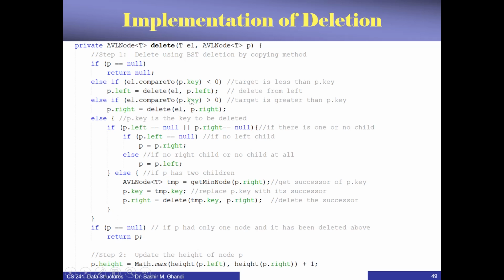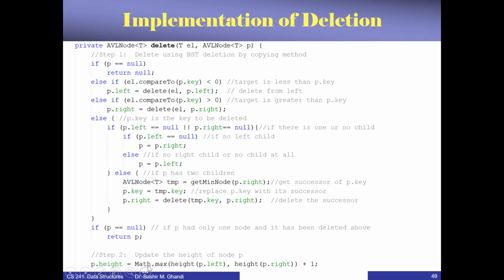You keep going left or right until you find the key. When you find the key, you check, is it one of the 2 trivial cases? If it is, you solve. Otherwise, you have to find the successor, which is the minimum from the right, replace it, and then delete the successor. So this is deletion by copying, exactly as we discussed. Now, after that, you have to compute the new height of P, having done the deletion. Okay, so that is step number 2.